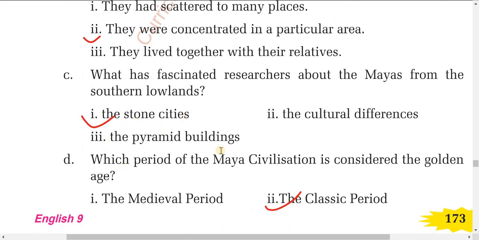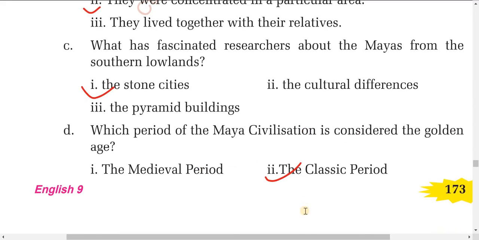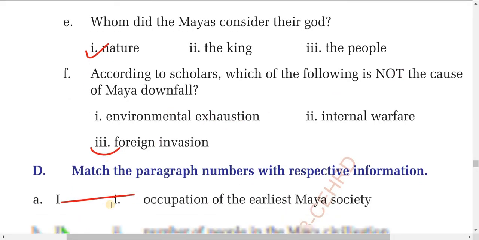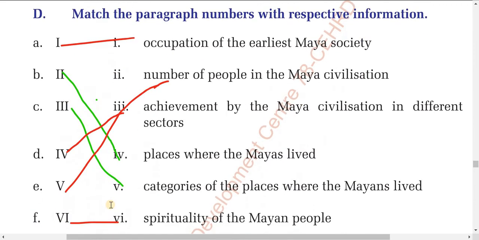Now D. Which period of the Maya civilization is considered the golden age? The classic period. Now E. Whom did the Mayas consider their god? Nature. Mayas considered nature as their god. Now F. According to scholars, which of the following is not the cause of Maya downfall? Foreign invasion. This is not the cause. Now, match the paragraph numbers with the respective information.